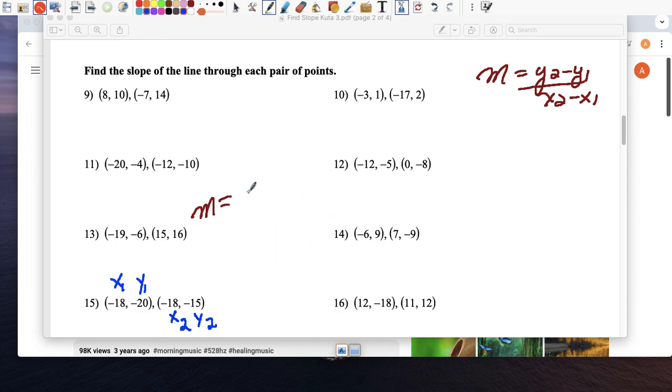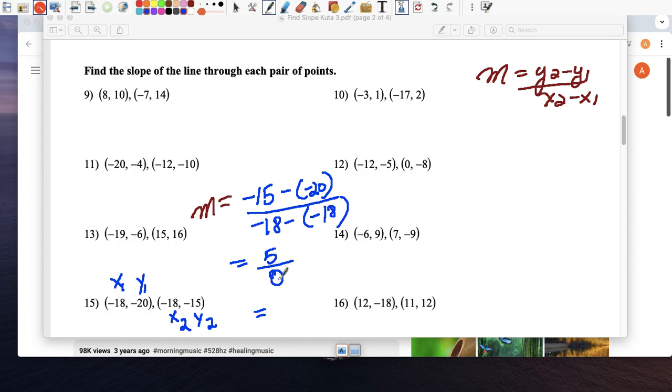So, y2 is -15, y1 is -20, over x2, -18, minus x1, which is -18 as well. Okay. -15 plus, it's going to be plus 20. It's going to give you 5 over -18 minus -18, which is going to give you 0. So remember what we said was this? 5 over 0 is going to be undefined.